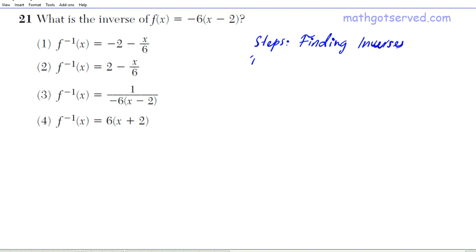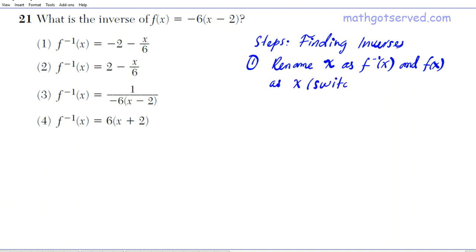First thing you want to do is rename x as f inverse of x and f of x as x. This is known as the switch step. And then secondly, you are simply going to solve for f inverse of x, and that, ladies and gentlemen, is the inverse of the original function. Alright, let's apply it to this problem.